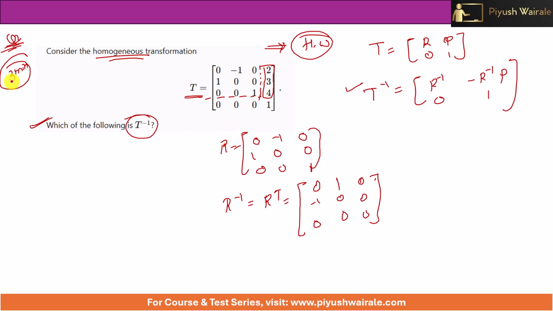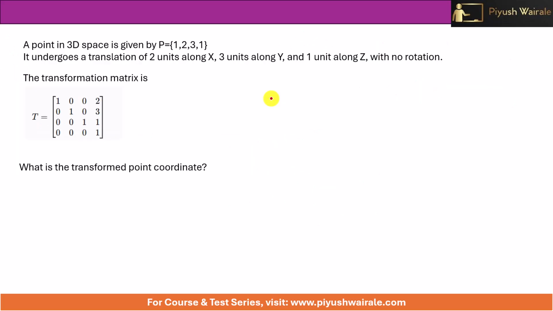So question number 3, again a homework question. A point in 3D space is given by this P. So we have this particular point, and we can write it down like this: 1, 2, 3, 1.